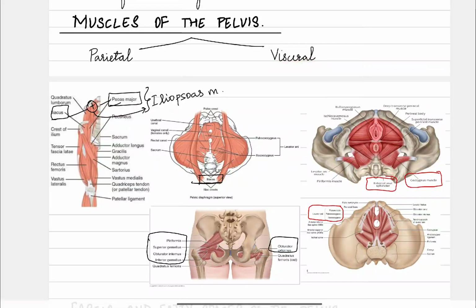Viscerally, there are levator ani muscles. Now three muscles combine to make this levator ani. Which are those? Puborectalis, pubococcygeus and iliococcygeus.